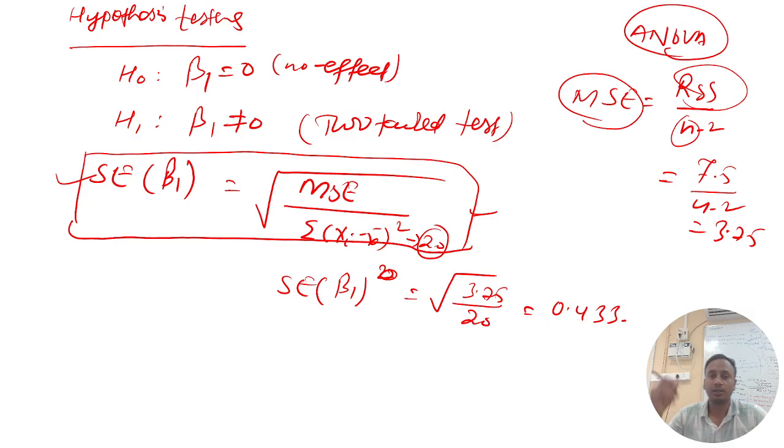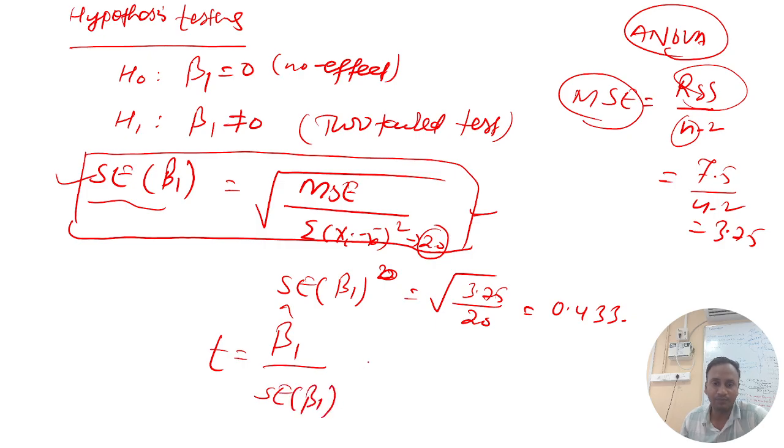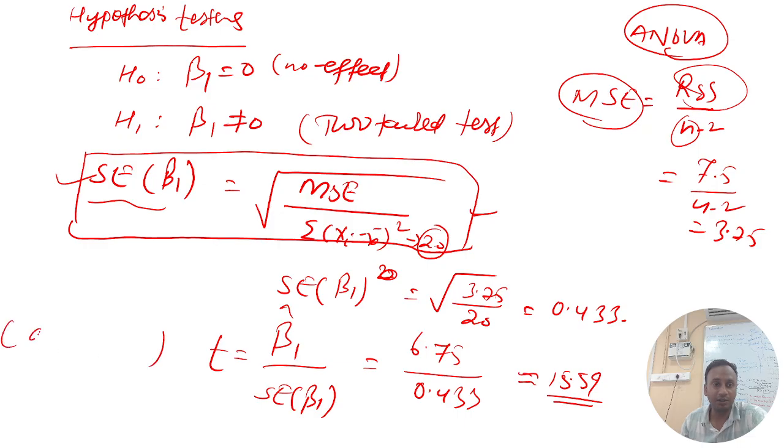Yes. So now we have calculated the standard error also. Now we know the T statistic formula: beta 1, which we got, over the standard error of beta 1. What is the value? 6.75 we got last time. Then 0.433. It came 15.59. So now it's the T calculated.